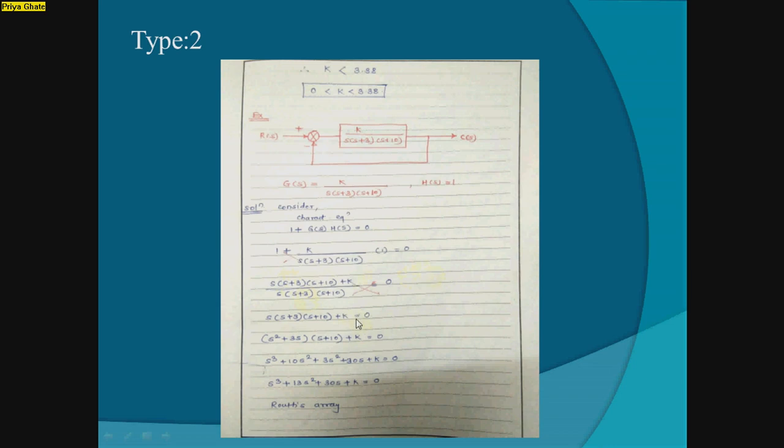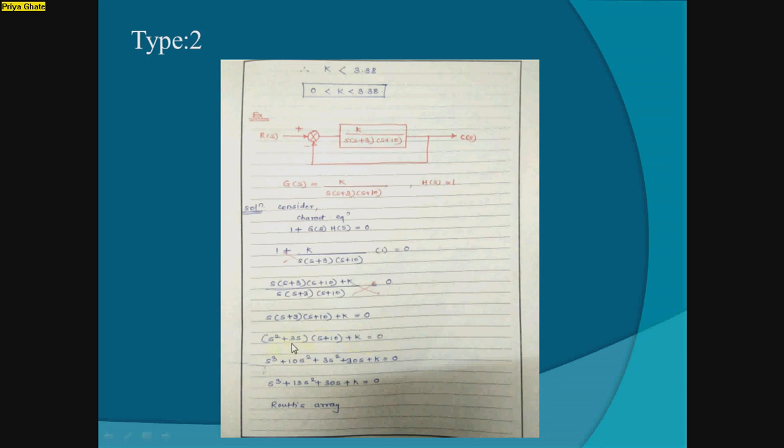Then we have s into s plus 3 in another bracket s plus 10 plus k is equal to 0. If the denominator term goes to the right hand side, then that term is nothing but 0. That's why we have only the numerator term. Now we multiply that s into the bracket. Then we have s square plus 3s in another bracket s plus 10 plus k is equal to 0.